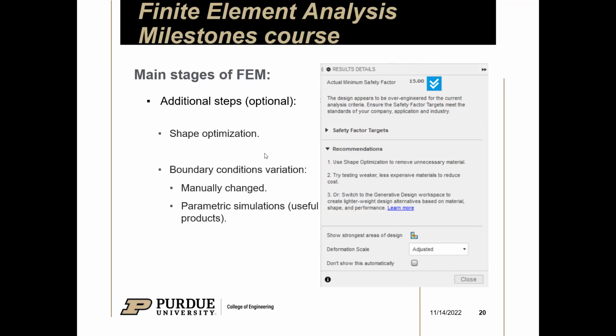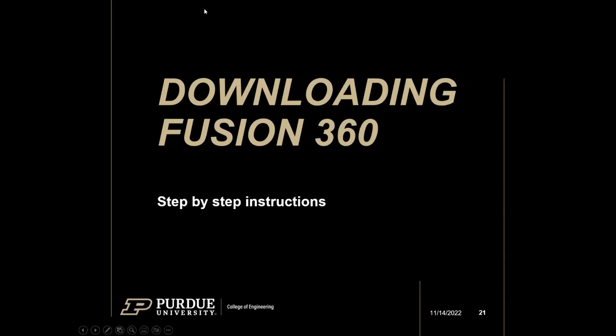On the right there, the safety factor is 15, and it says the design appears to be over-engineered. That's because the usual safety factor we're looking for, especially in this course, is between 1.5 to 3. In the recommendations part, shape optimization will remove unnecessary material, and ask you if you want to switch to a cheaper material. Those are the sort of things we will get into during this course.